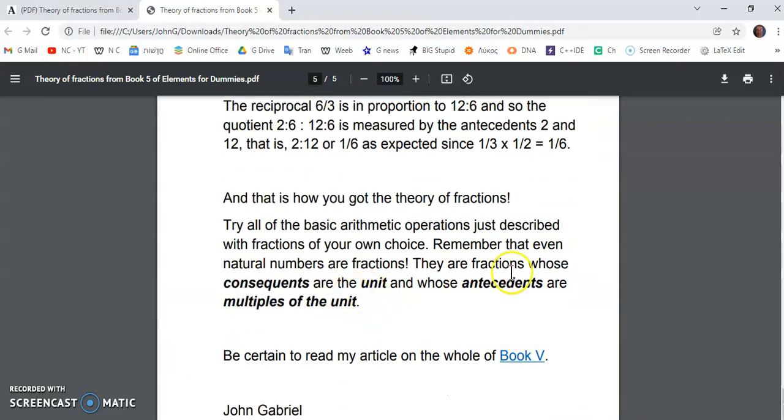So what you can do is go over it, and you can see that this is the entire theory of the arithmetic operations, which were transferred to algebra in book 7. So what you should do is try all the basic arithmetic operations just described with fractions, any fractions of your choice. And remember that even natural numbers are fractions, okay? They are fractions whose consequents are the unit and whose antecedents are multiples of the unit.